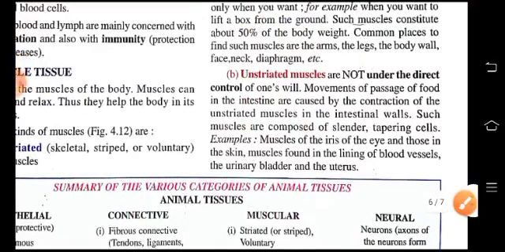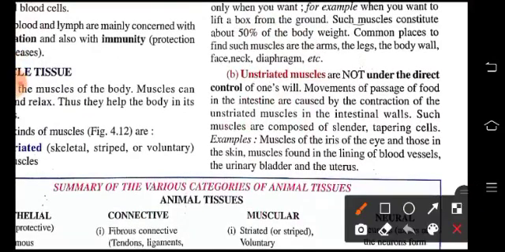Unstriated muscles are not under the control of the will, like the movement of passage of food in the intestine. They are caused by the contraction of the unstriated muscles in the intestinal walls. Now, such muscles are composed of slender and tapering cells, like the muscles of the iris of the eye, those in the skin, blood vessels, urinary bladder and uterus.